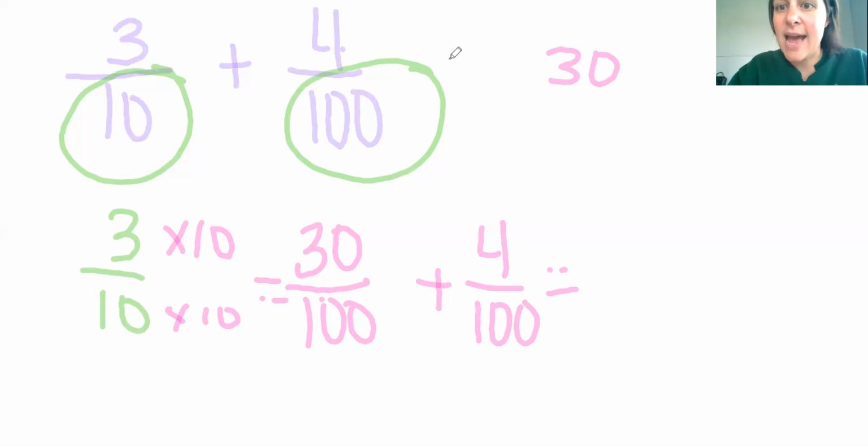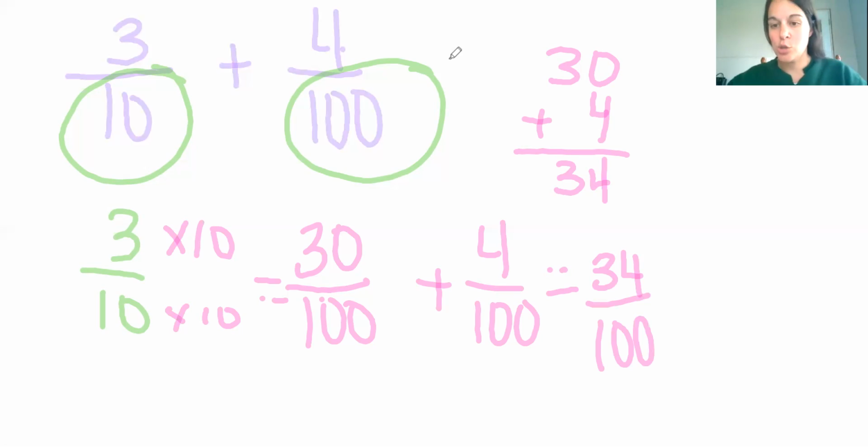And I just like to stack and add. 30 plus 4 equals what? 34. So 34/100. Bam, right? It looks hard and it looks crazy, but all we have to do is take those tenths and turn them into hundredths by multiplying by 10. Now, I need to write this as a decimal though. 34/100 as a decimal. How am I going to do this?